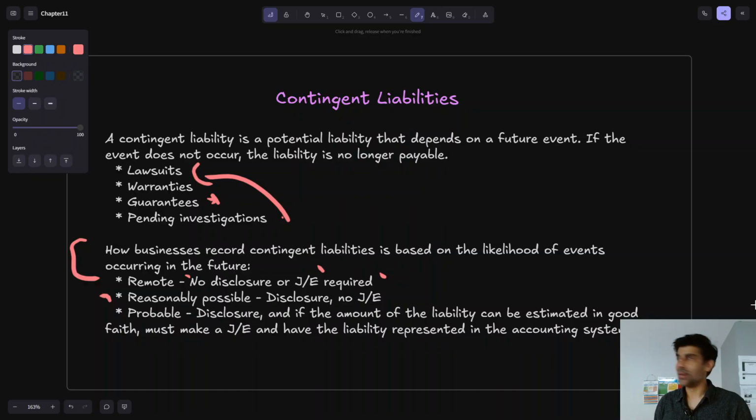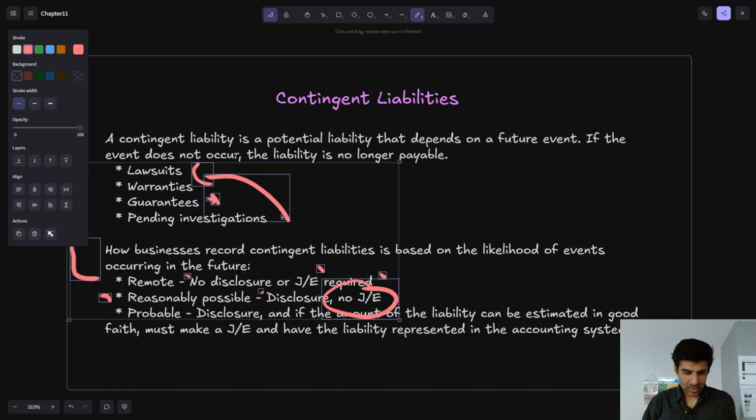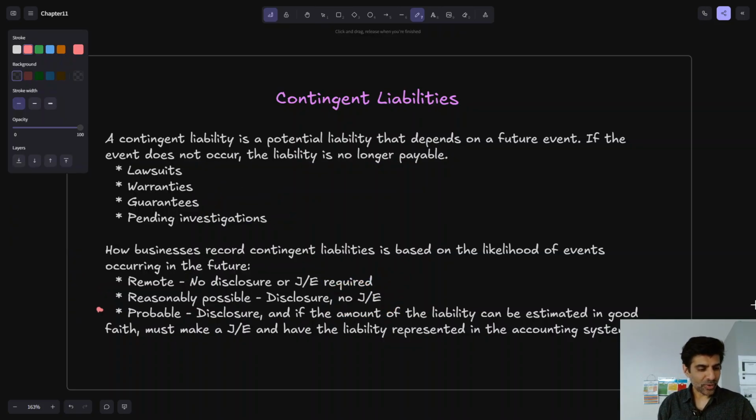If it's reasonably possible, then you just have to disclose it in the notes. In the financial statements of public companies, they'll have a whole section devoted to lawsuits, for example. So you would write, "Hey, we're being sued by this person, and it's reasonably possible that we could lose and be subject to some $10 million lawsuit or $50 million, whatever it is." There's no journal entry though, because again, it's not yet a transaction. Nothing's actually happened.